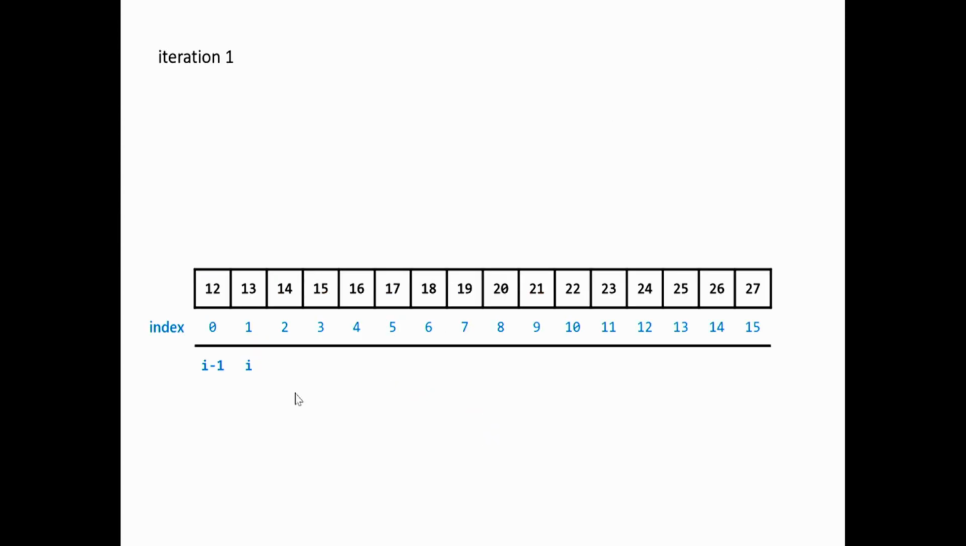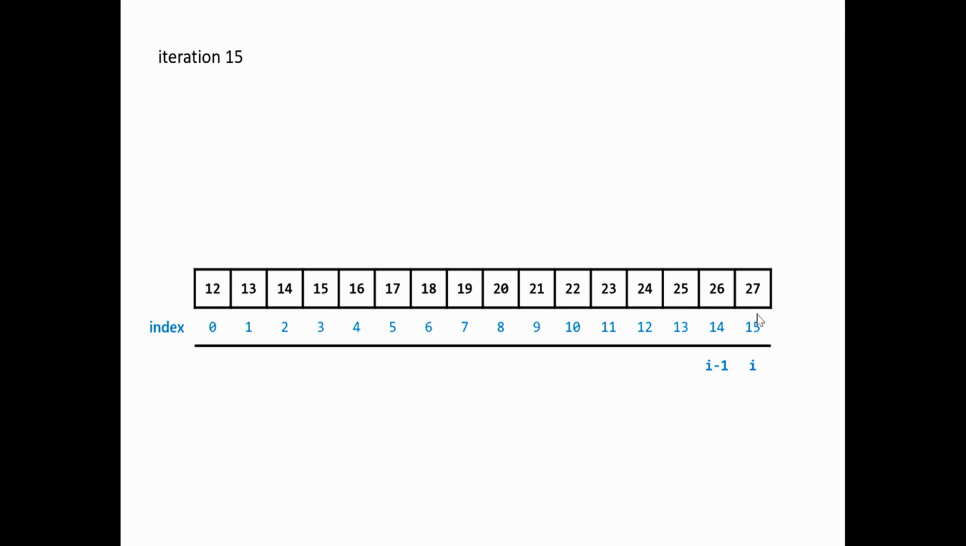Okay, so how does this work? Iteration 1, I starts as 1, so that's the second element in the list. I minus 1 is the previous element. There has to be a previous element because I'm starting at the second element. Compare the two values, 12 and 13. Is 12 bigger than 13? No, so continue. Is 13 bigger than 14? No, continue, and so on, until you reach the end of the array.